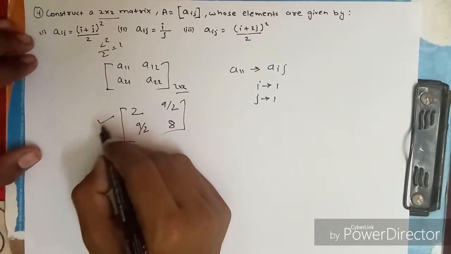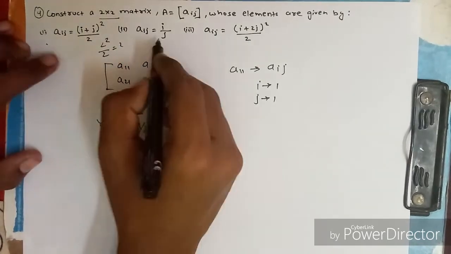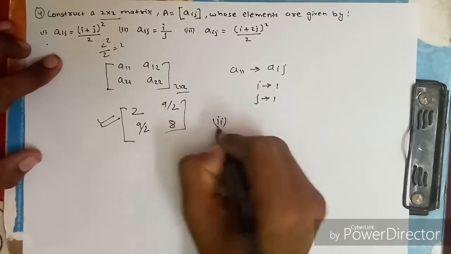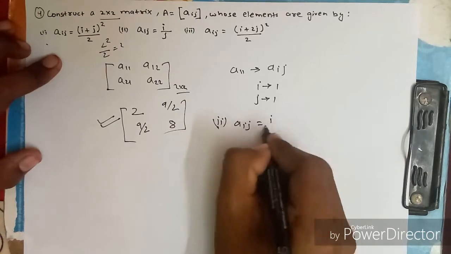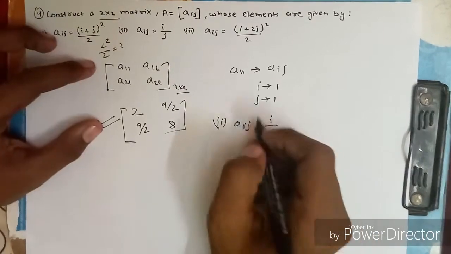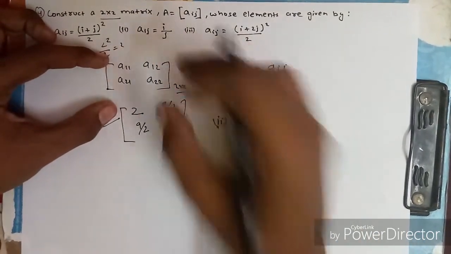And this is the first answer for this. And if you take the second, so aij equals i by j. So this is in general.